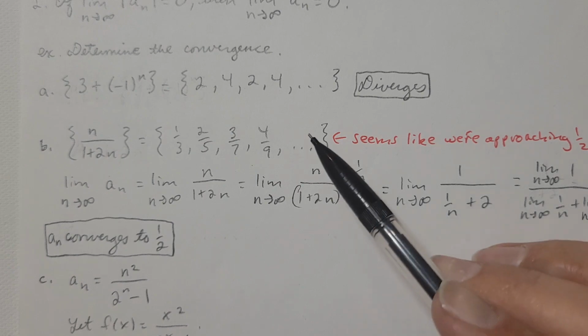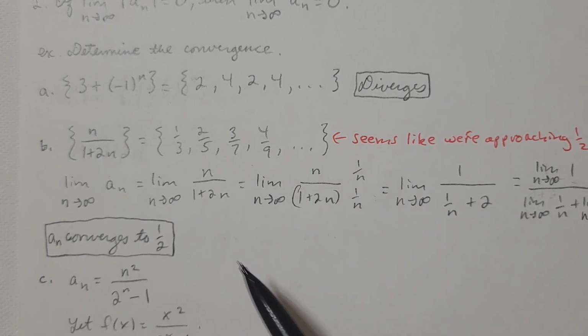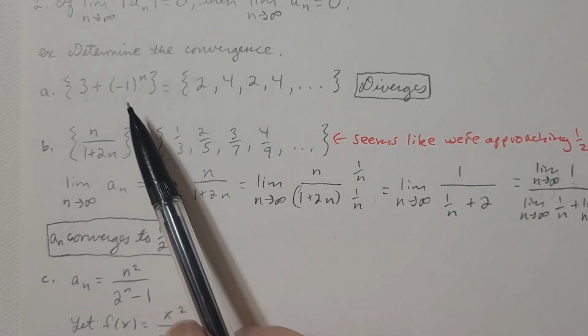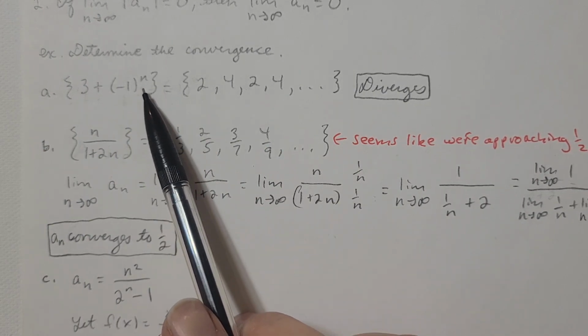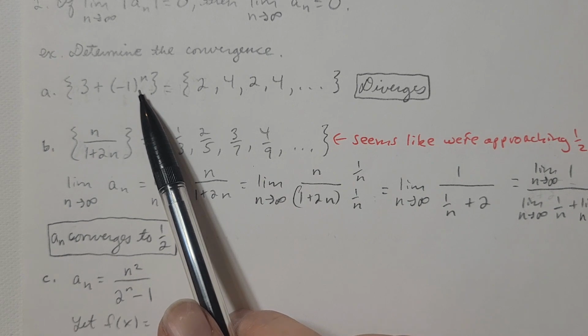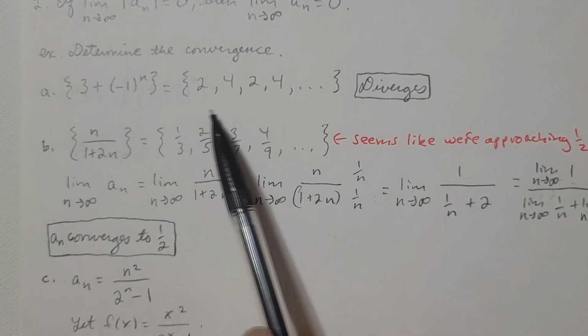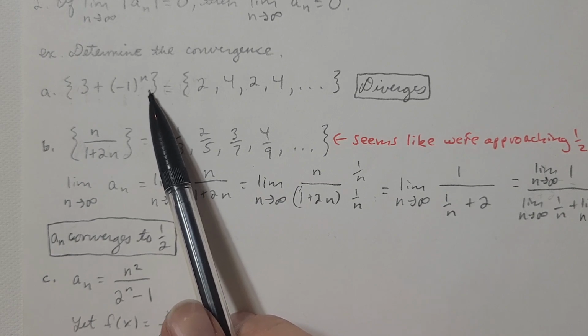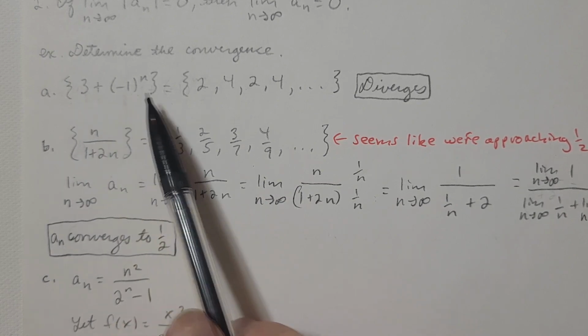Okay, if I list out a couple of terms, like if n is 1, negative 1 to the first power is negative 1, 3 minus 1 is 2. If n is 2, negative 1 squared is 1, so 3 plus 1 is 4. If n is 3, negative 1 cubed is negative 1, so 3 minus 1 is 2.